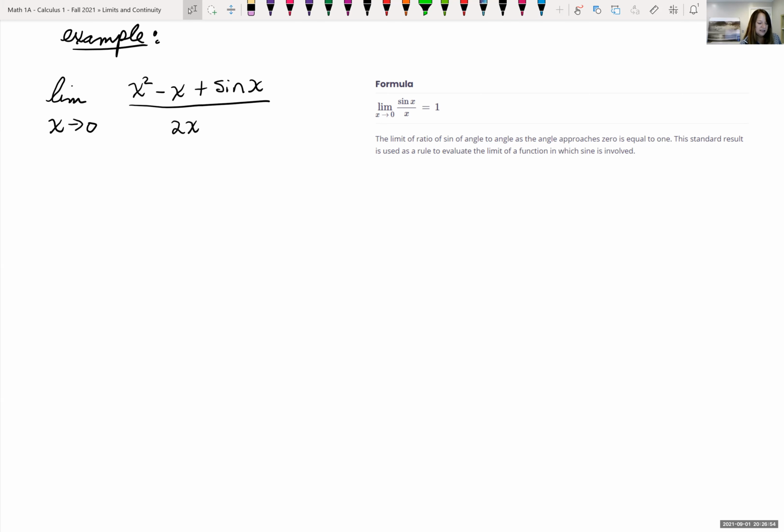So we can break this down. I noticed that we're dividing by a monomial, one term. So we could break this down as dividing each term in our numerator by that 2x. And so if we did that, this would be x squared over 2x minus x over 2x plus sine x over 2x.